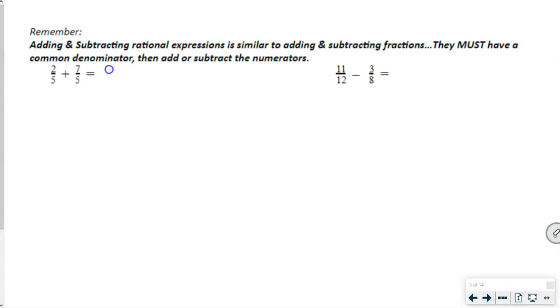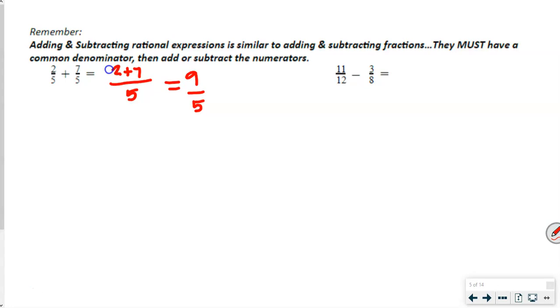we're just going to do 2 plus 7 over 5, and that gives us 9 over 5. Now, when we don't have a common denominator, we have to get a common denominator. So we want to look at our least common factor.